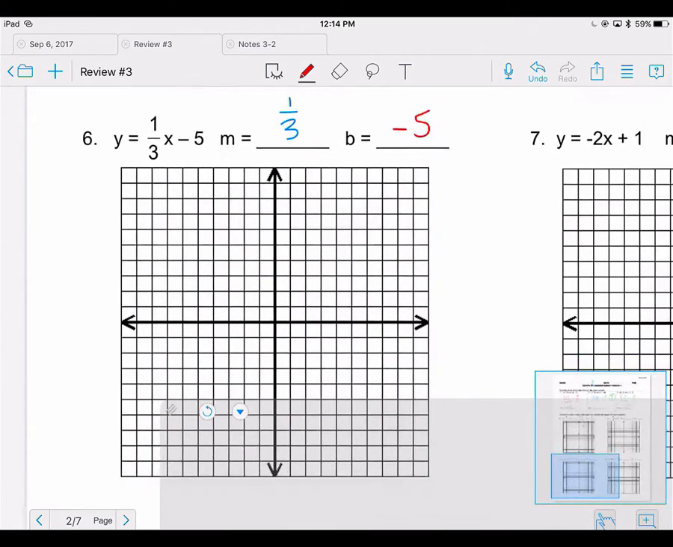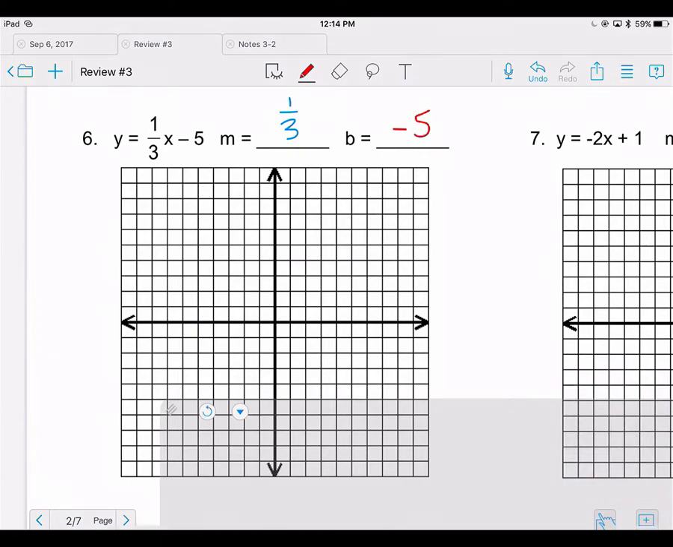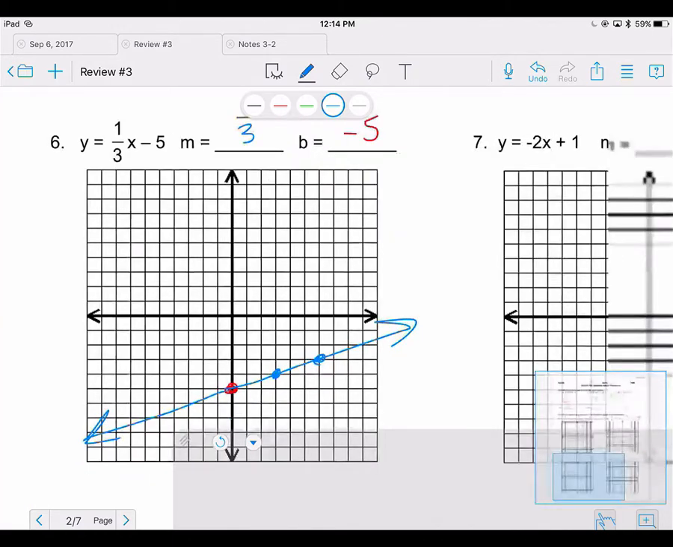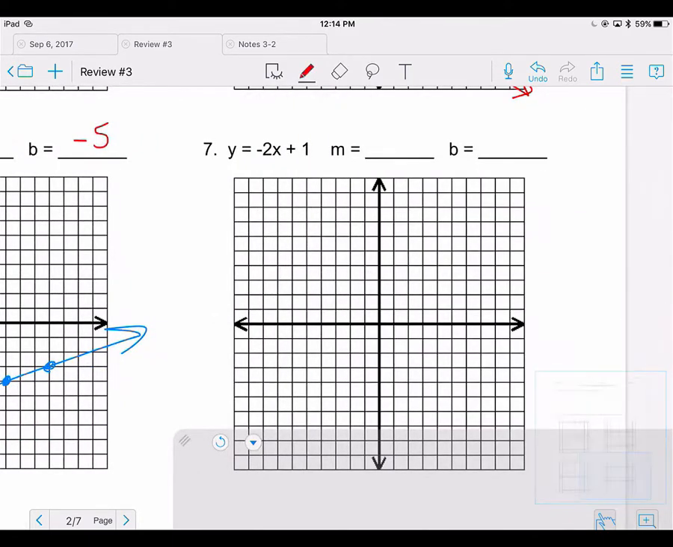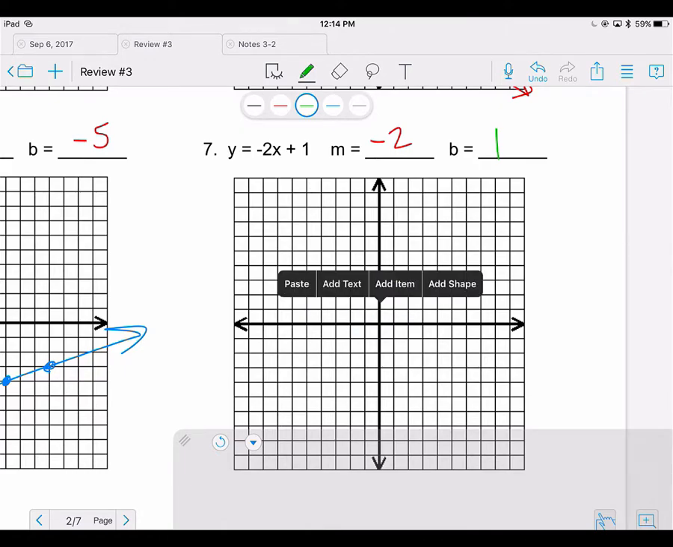On problem 6, 1/3 is my slope, negative 5 is my starting point, so I go down to 5 on my y's, and then I go up 1 right 3, up 1 right 3, and draw my line. And then problem 7 has a slope of negative 2 and a starting point of 1. So I start at 1 and go down 2 right 1, down 2 right 1, and draw my line.